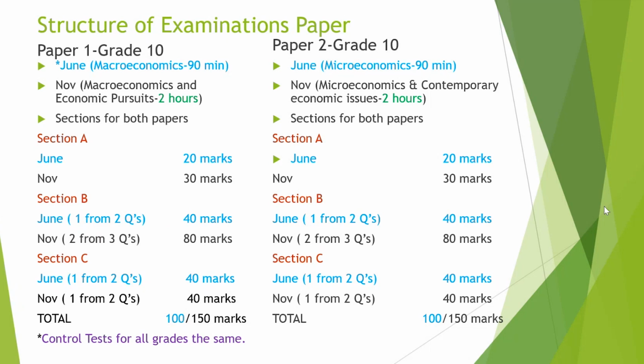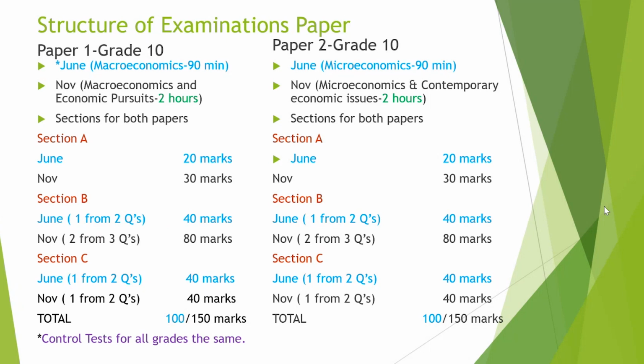As I said, the only different time given and marks allocated is for economics in grade 10. When in the June exam, section A, and now you can look at the blue section A, and we will look now at what section A consists of. It is for 20 marks. Section B is for 40 marks, and section C is also 40 marks. Right? 20 and 40, 60 plus 40 gives you 100 marks.